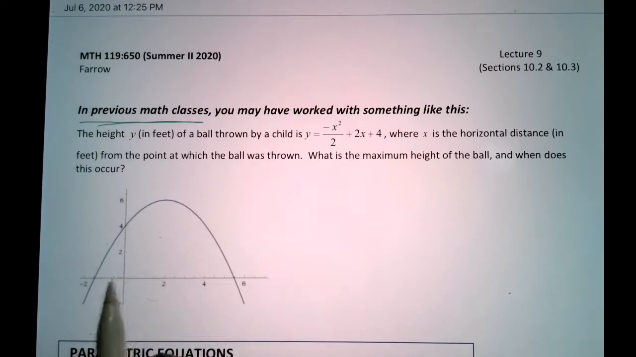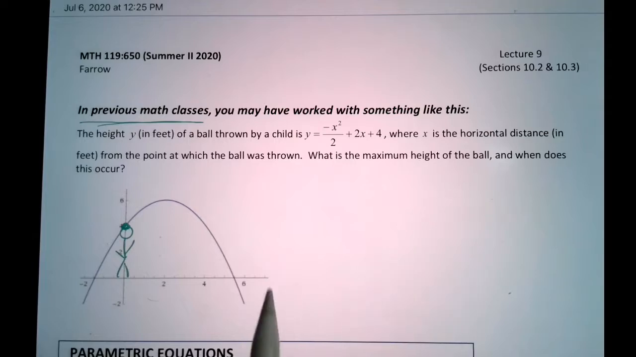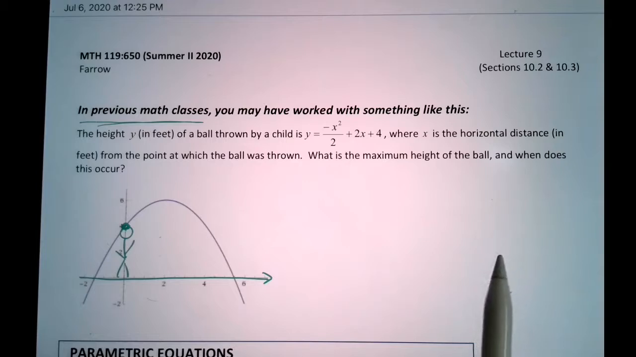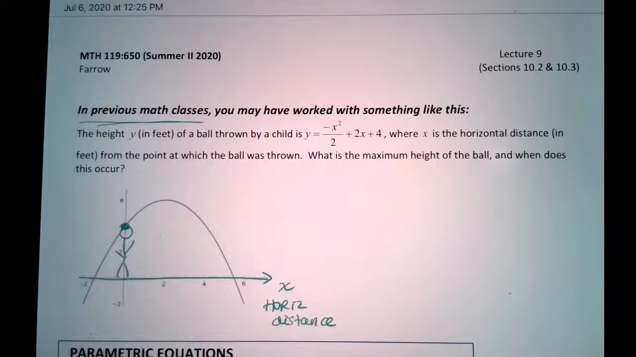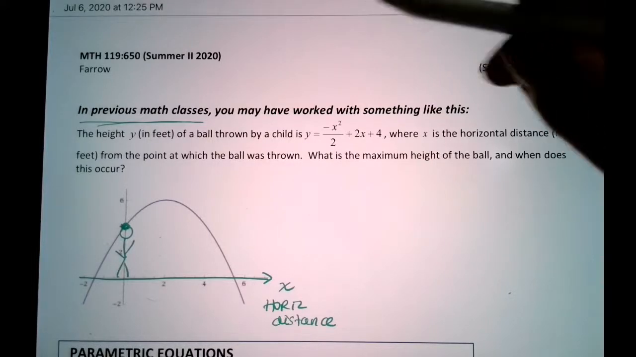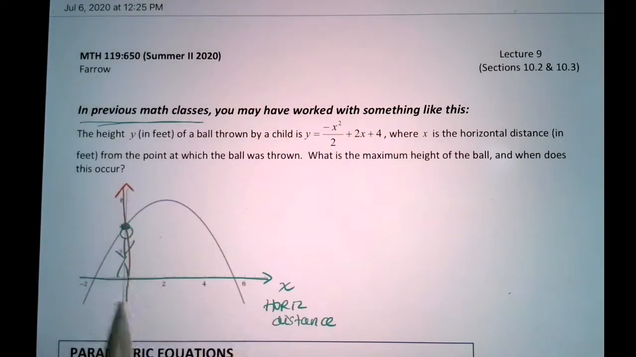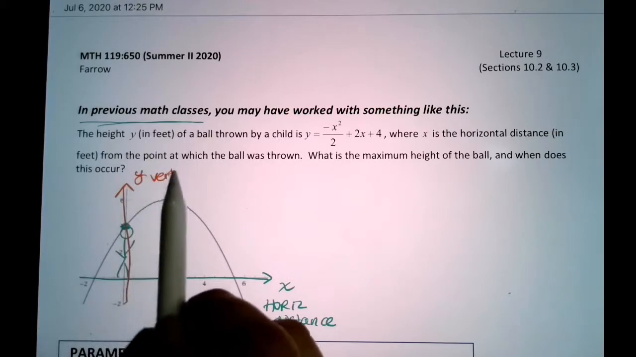So you could imagine, here's the child. I'm just going to draw, and they're throwing their baseball. Maybe their arm is up here, I guess, right? And so the x-axis is what they're showing as being the horizontal distance from the person throwing the ball, the child throwing the ball. So I'm going to label this as the horizontal distance. And they describe, y is the height of the ball. I'm going to call that vertical distance, just for the sake of having something different. So there's your y-axis, and this is your vertical distance.